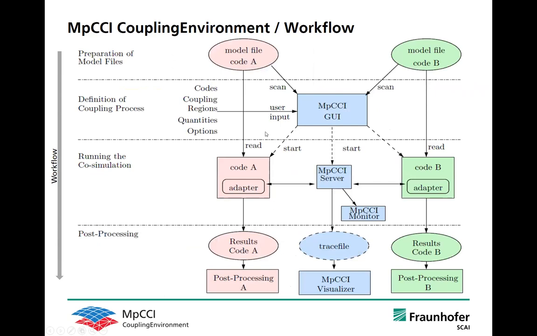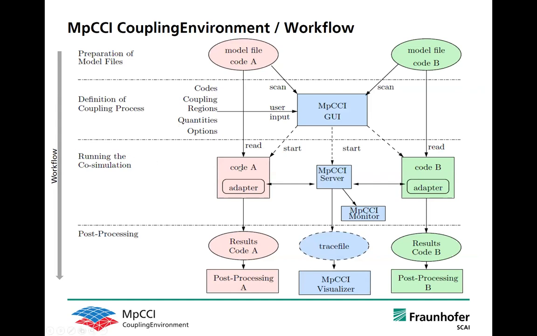The general workflow is that you first prepare the model files for code A and B. The next step is to start the MpCCI user interface. The MpCCI user interface scans the standard model files from the CFD and structural parts and provides information to the user about the codes used, the coupling regions which can be combined, and the quantities: pressure, force, deformation, thermal quantities, and so on. Then in the MpCCI user interface, you can define which surfaces need to be coupled, which quantities shall be exchanged, and at which time steps that exchange should happen.